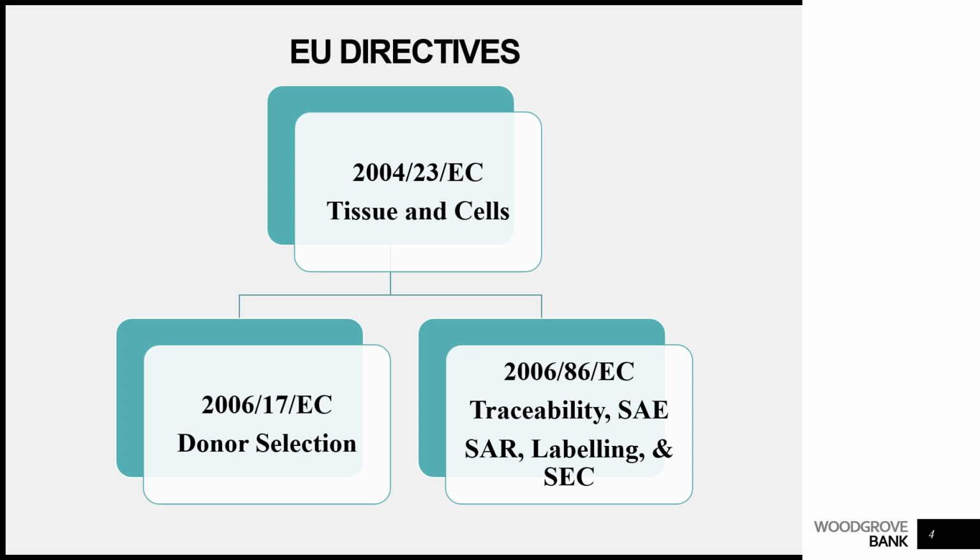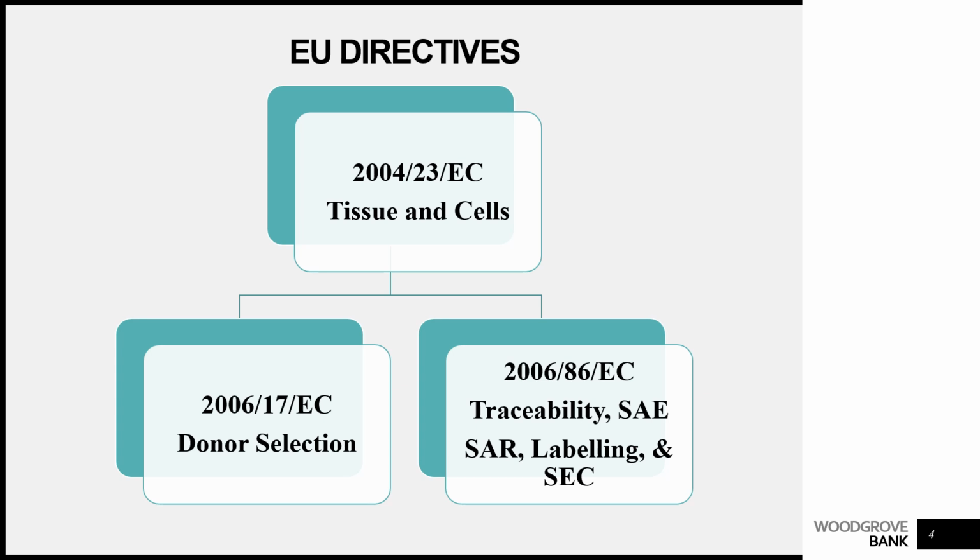And the other implementing directive is EU Directive 2006/86/EC, and this relates to, again, certain technical requirements for coding, storage, and distribution of human tissues and cells. It also conveys information about accreditation for tissue establishments, and also the mechanics, if you like, of reporting serious adverse events and serious adverse reactions.